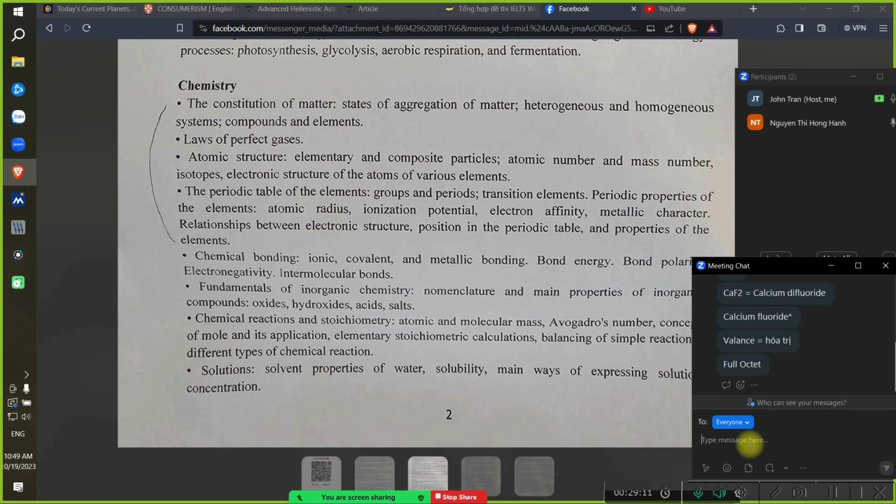Also, how about the covalent compound, which is non-metal plus non-metal? For example, we have magnesium chloride, but this one is ionic. We have lithium oxide. It's going to be Li2O.